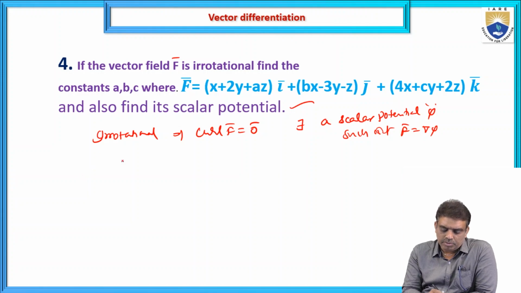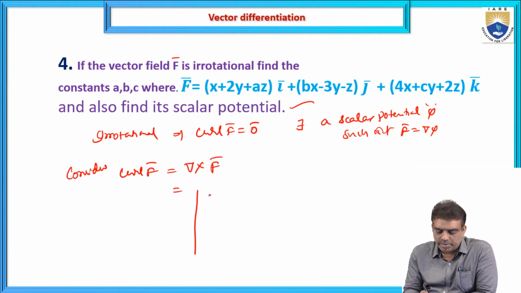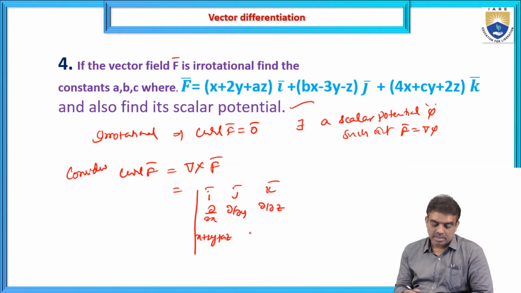So first I am going to show that the vector is irrotational. Consider curl f̅, that is del cross f̅, the determinant of i̅, j̅, k̅, ∂/∂x, ∂/∂y, ∂/∂z, and the function: first x + 2y + az, then bx − 3y − z, and the last term 4x + cy + 2z.